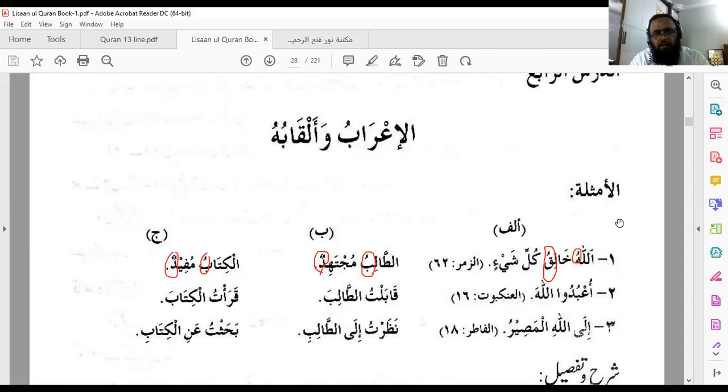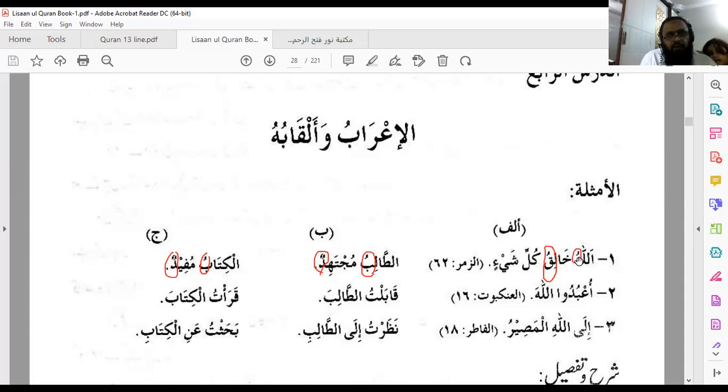Now the word Allah has a zamma. So we call the status of the word Allah raf', and the identification of raf' is the zamma over there. If a word has a zamma, its status is raf', and it is known as marfu'. Khaliqu, there is a zamma on the qaf. This is the identification mark of raf', and this is known as marfu'.